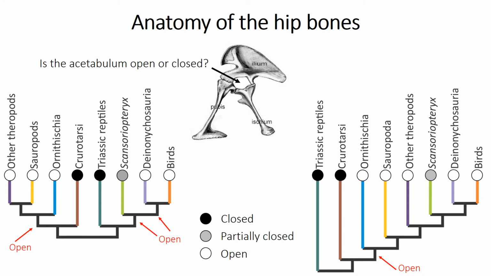However, Scansoriopteryx has a partially closed acetabulum, so we might have to infer some kind of partial reversal here. Now, things evolving twice or things reversing are totally okay to have in phylogenies, but it does make it more complicated and perhaps less likely.